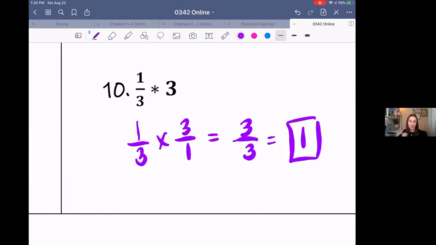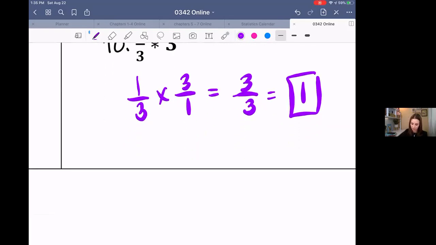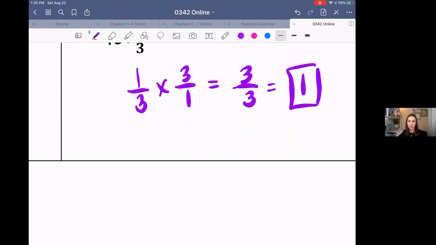Okay, so I want to point something out here really quick. You guys just thought you were done. This 1/3 times 3, those are reciprocals. They're called inverses. And when you multiply inverses, I'm not going to test you over this, but this is something that you should know if you're going on to other classes or other content. When you multiply inverses, you end up with the identity, the multiplicative identity.